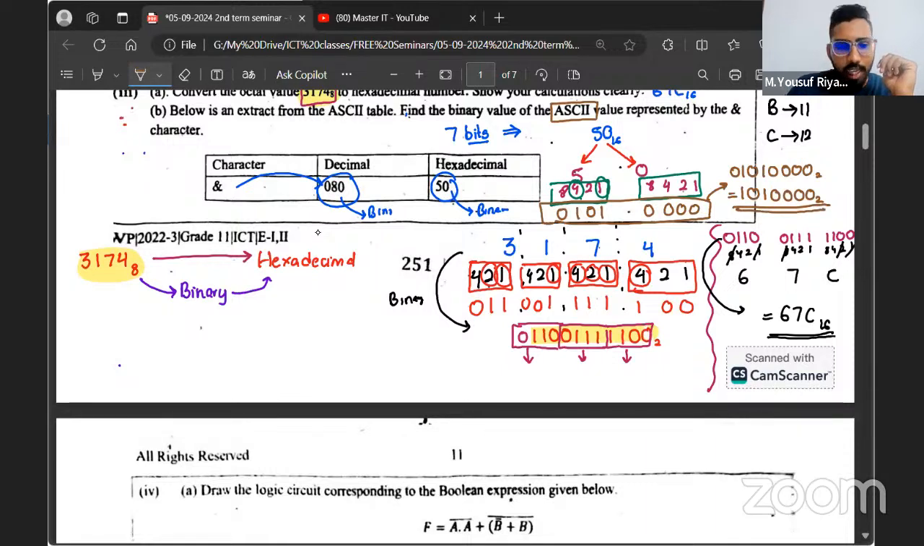Again, here what I did is I converted from hexadecimal. If you want, you can convert this decimal number to binary as well. The method is different, but you can convert 80 to binary, and you will get the same answer that's given here as well. Is that clear, all of you?